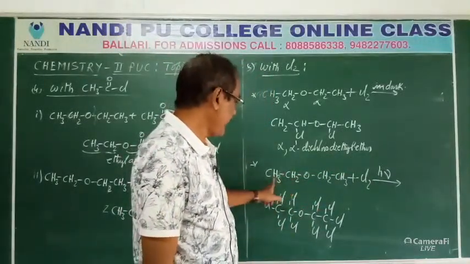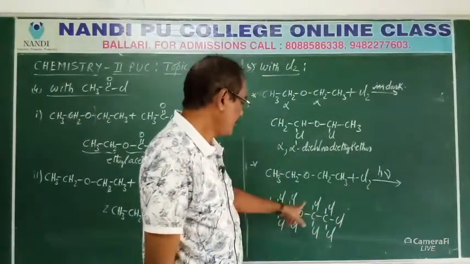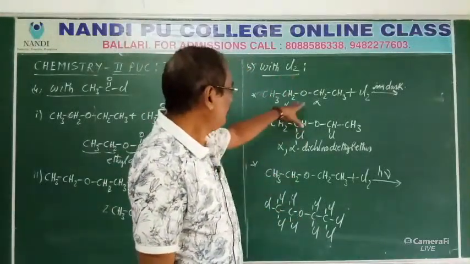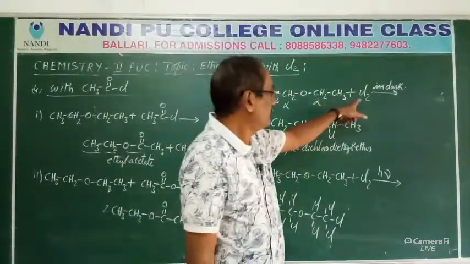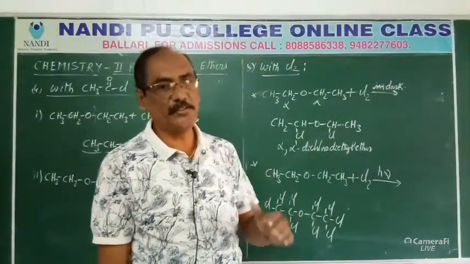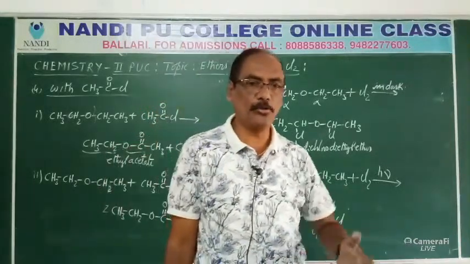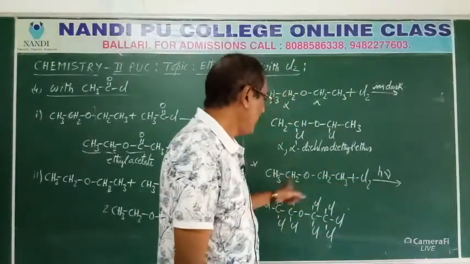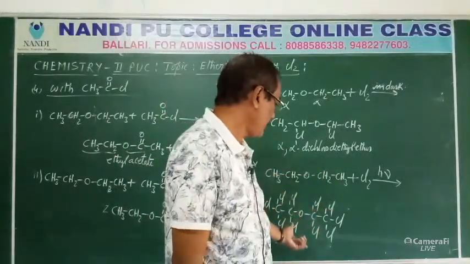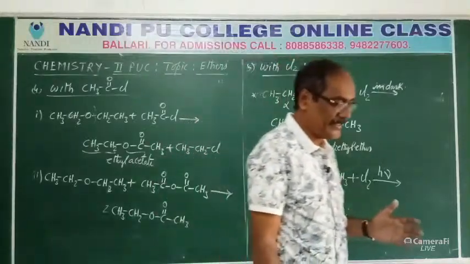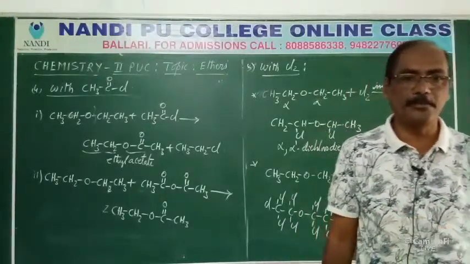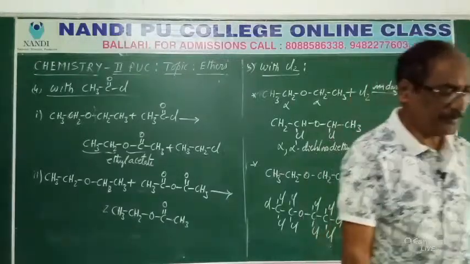So in dark condition we will get alpha substituted, that is monochloro and dichloro, two products we can get. If it is in presence of light, all hydrogens are replaced by chlorine atoms, so that we can get this chloro substituted ether. So these are the one category of examples. Tomorrow we are going to complete this chapter, electrophilic substitution reactions. Thank you.